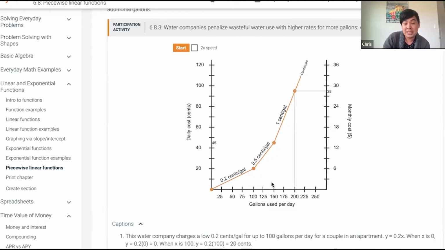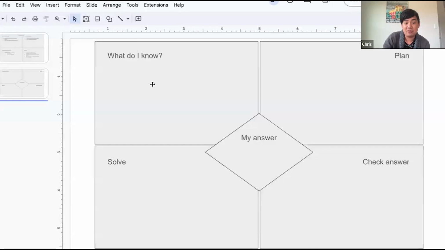So, here I would write maybe between 0 and 100 gallons, that would cost 0.2 cents if you're calculating how much you're paying for water. Between 100 and 150 gallons, they're charging you 0.5 cents per gallon. So that's what I would write for information under what do I know?